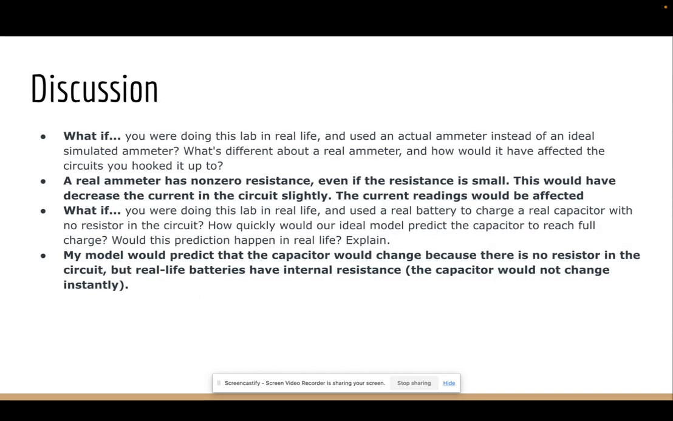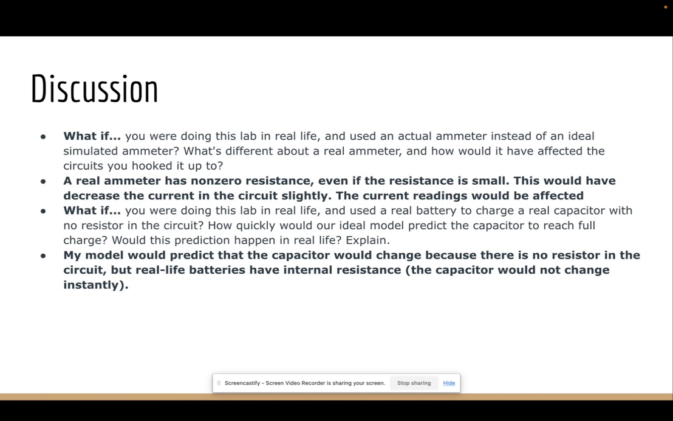And then discussions: what if we were doing this lab in real life and used an actual ammeter instead of an ideal simulated ammeter? What's the difference between a real ammeter, and how would it affect the circuits you hooked it up to? A real ammeter has non-zero resistance, even if the resistance is small. This would decrease the current in the circuit slightly. The current readings would be affected.